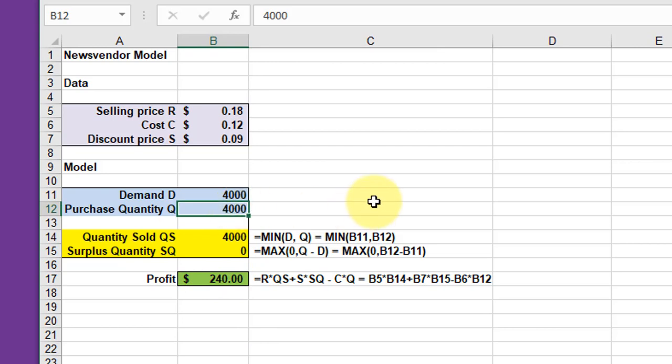If he buys too many, let's say he buys 4,200, and you need to exercise your model to make sure it makes sense. If he buys more than the demand, then he has a surplus, and the surplus reduces his profit down to $234. If he buys fewer than the demand, it drops again because this time he doesn't have a surplus, but he lost the profit on those 200 newspapers he didn't buy. So this is a basic decision model.